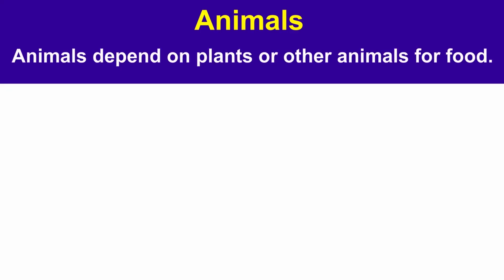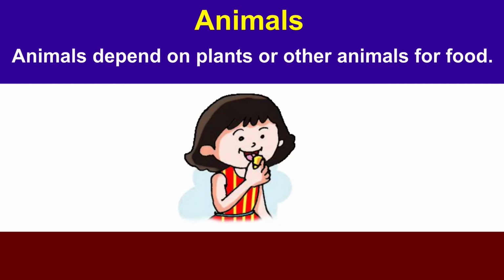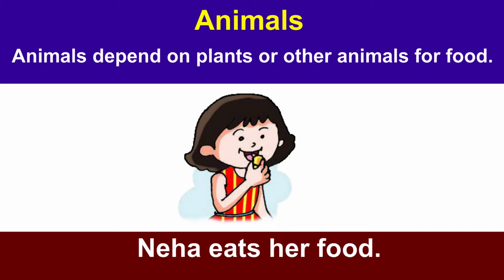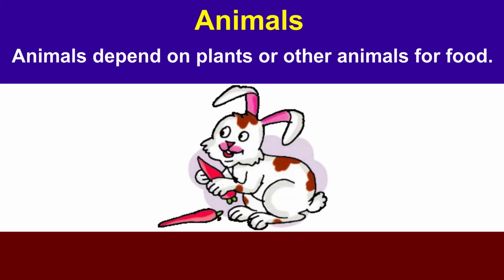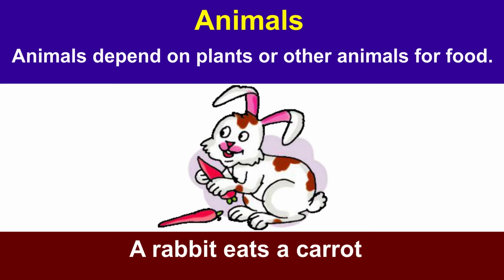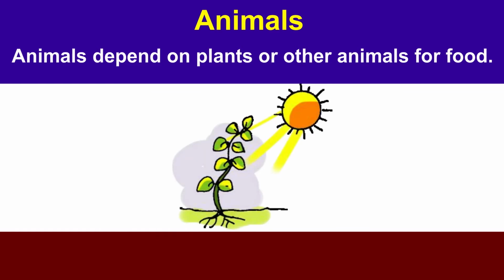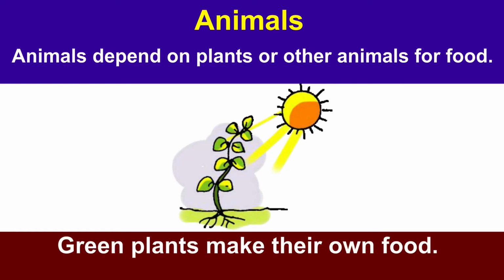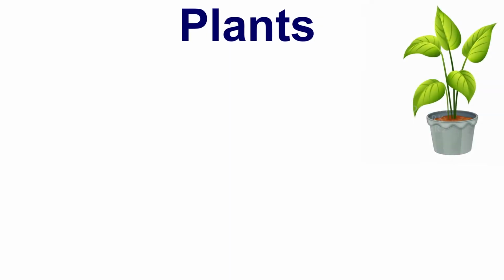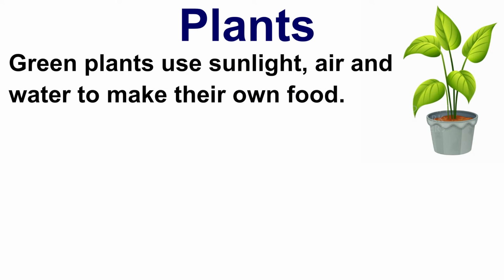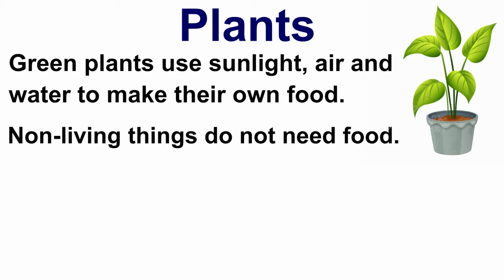Animals. Animals depend on plants or other animals for food. Neha eats her food. A rabbit eats a carrot. Green plants make their own food. Plants. Green plants use sunlight, air, and water to make their own food. Non-living things do not need food.